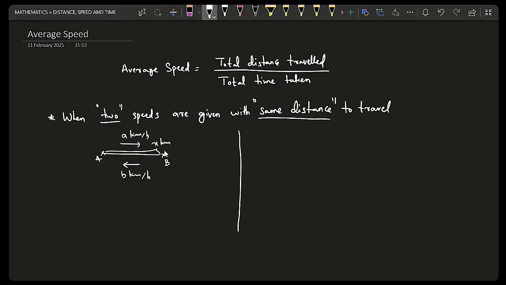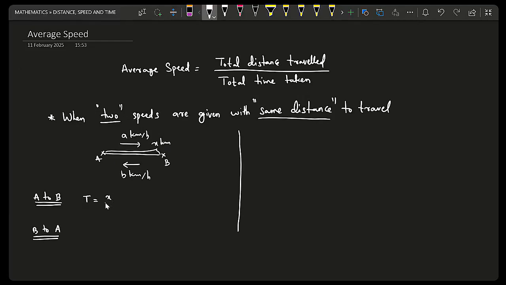Now I want the total distance. While going x, while coming back x, so x and x added gives the total distance, no problem. But to calculate the total time, I need to know the time from A to B and the time from B to A, and add both. So first A to B: the distance traveled is x kilometers and the speed is a kilometers per hour. Now we can find the time. Time formula is distance by speed.